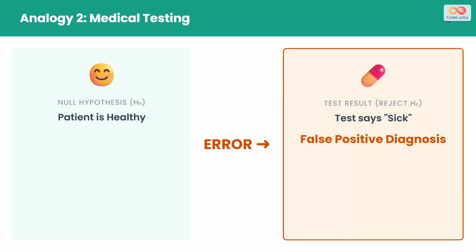In medicine, consider a test for a disease. The null hypothesis is that the patient is healthy. A Type 1 error occurs if the test comes back positive, saying the patient is sick when they are actually healthy. This false positive can lead to unnecessary stress and treatment.